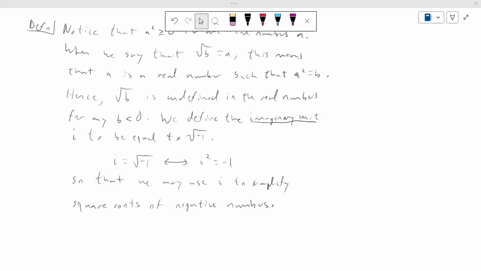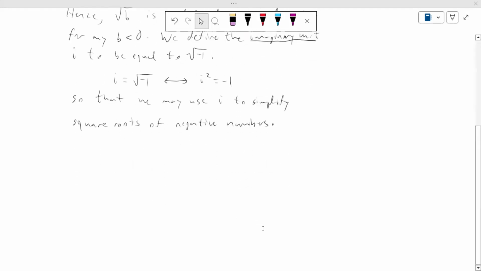Okay. So now let's do an example. I'm going to scroll up a little bit. Okay, this is good. So now, example here. Let's do the square root of -25.